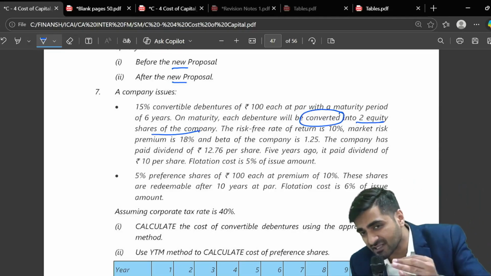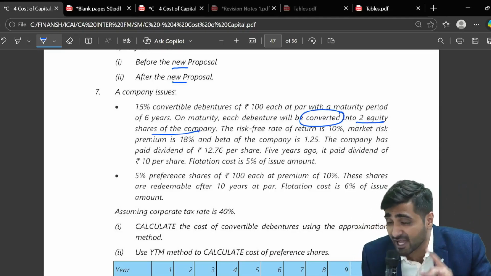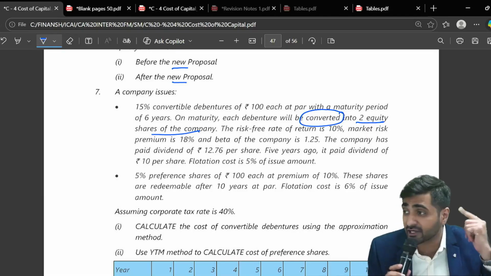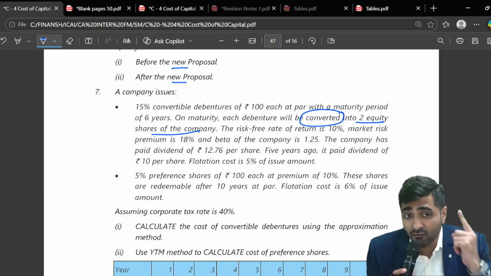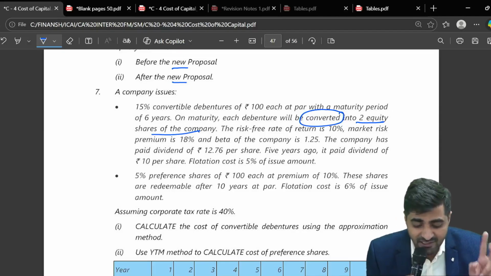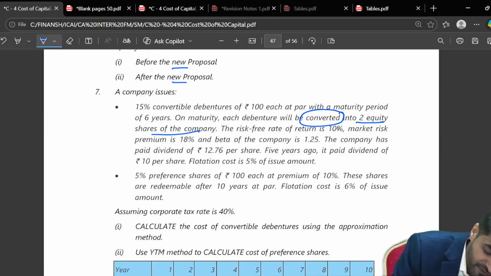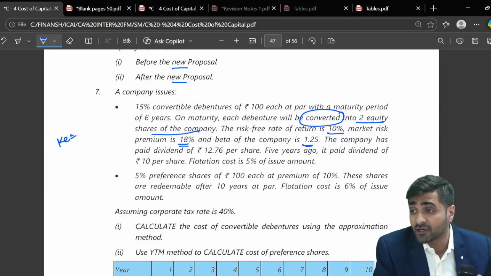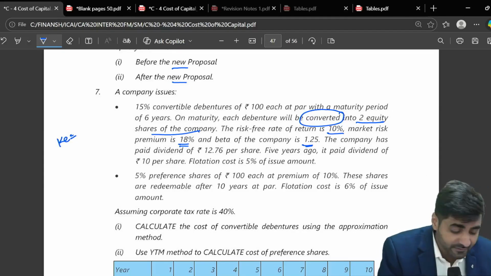Meaning at the end of the 6th year, are you going to get cash or are you going to get equity shares? And for one debenture, how many equity shares are there? For one debenture, there are 2 equity shares. Risk-free rate is 10, market risk premium is 18, and the beta is 1.25. Can you calculate KE? Come on, can you calculate KE?